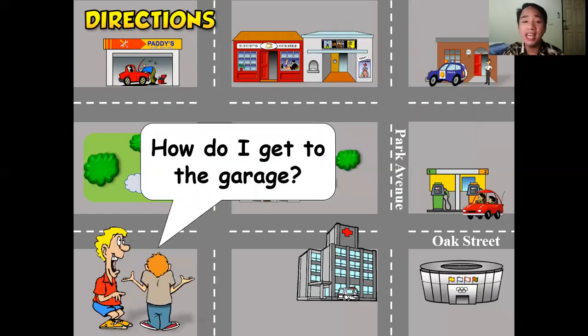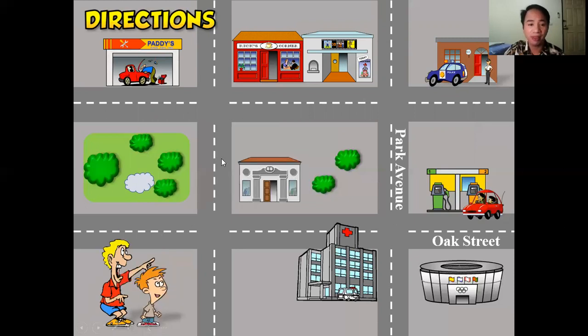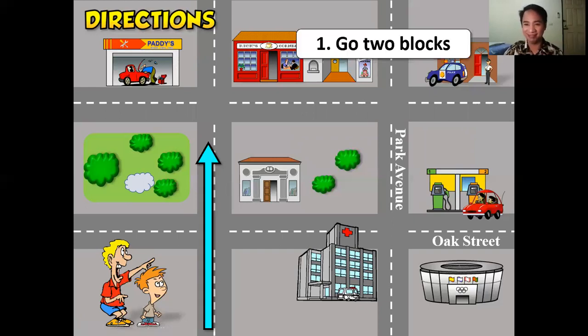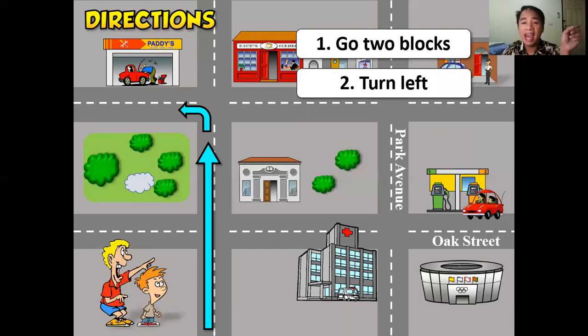This is the question. How do I get to the garage? So this is the garage, right? So this is how you give the direction. So look at the arrow. So first you have to go 2 blocks and then you have to turn right or left? Left. You have to turn left and then you can say it's on the right side of the road.